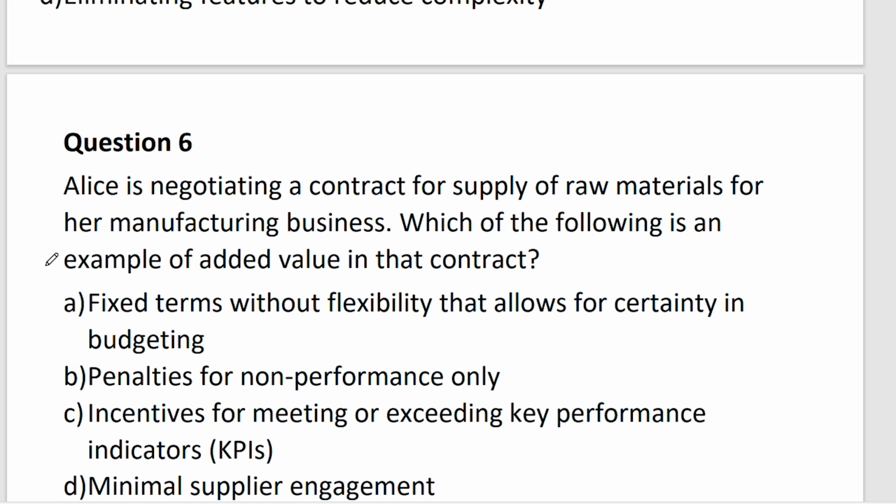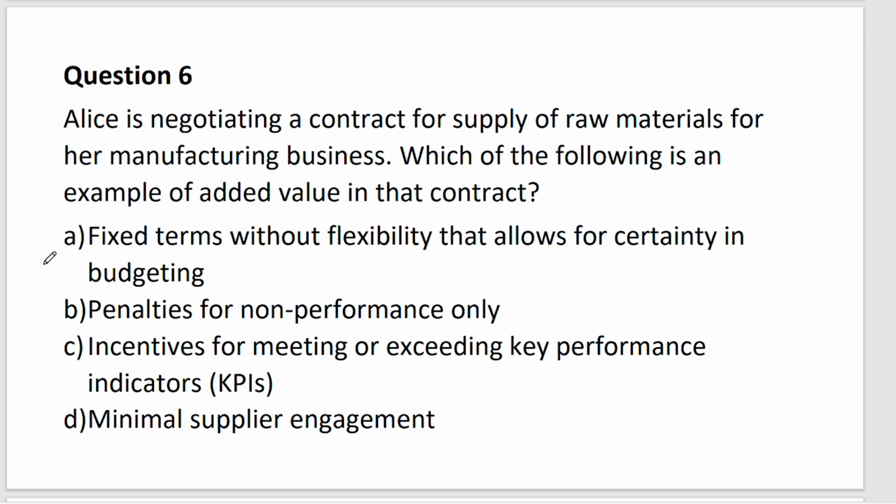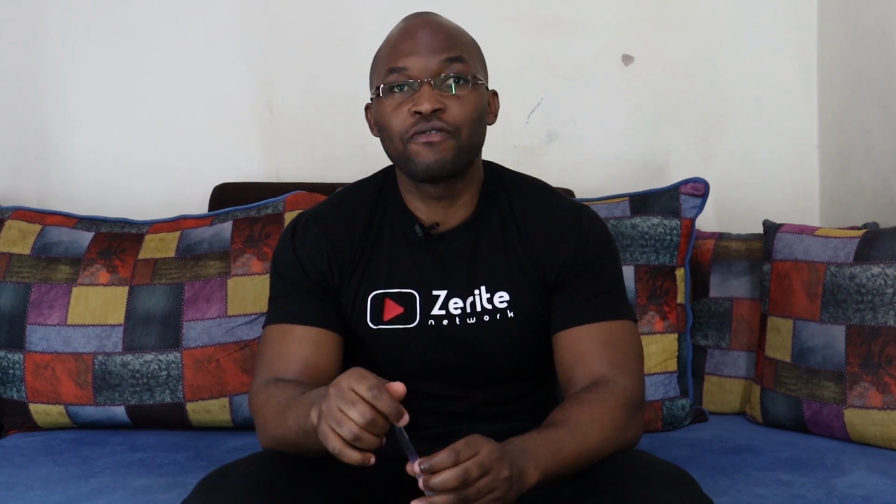Like in this case, we're talking about an actual situation that is happening, as opposed to which of the following explains blah blah blah. So what are we looking at here? We are told that Alice is negotiating a contract for supply of raw materials for her manufacturing business. So she has a business, okay? She needs raw material. Which of the following is an example of added value in the contract? That's interesting, okay? Normally when you talk about added value, you're talking about added value from buyer, from seller. But now you're getting into this contract, right? What feature or what item in this contract points towards added value or value addition?